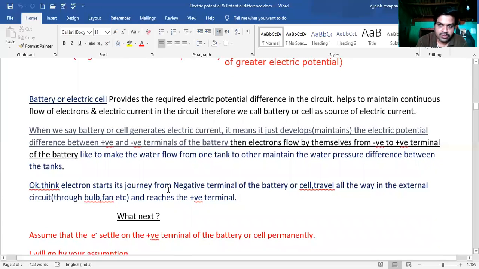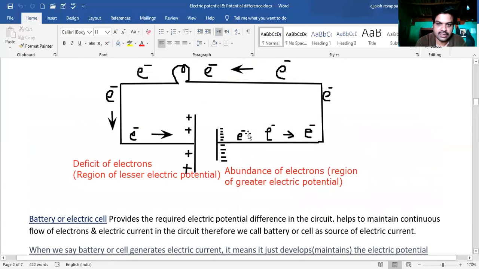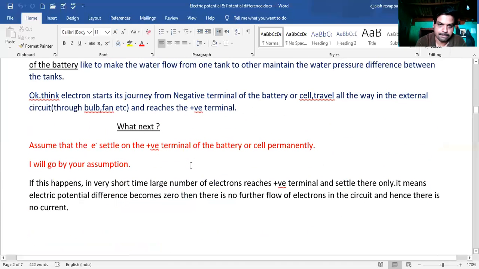So now I'm going a little bit deeper. I'm going to study the journey of the electron in the circuit. Think the first electron started its journey through the electric circuit and finally reaches the positive terminal. What next? The question will arise: what happens to this electron, where is this electron going to settle? We'll make an assumption.